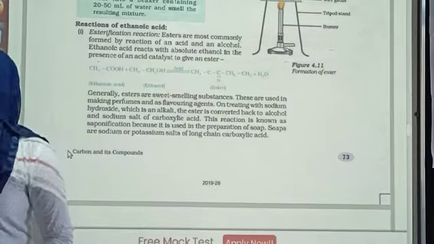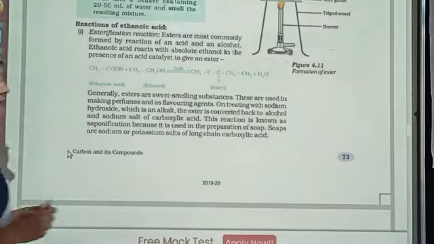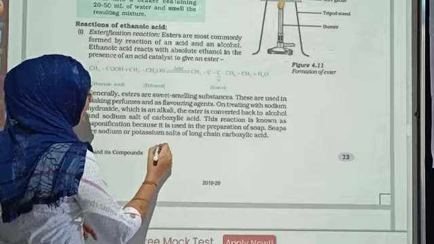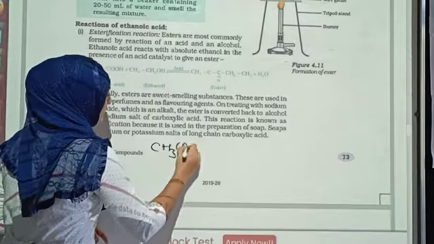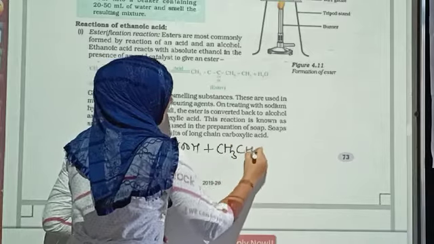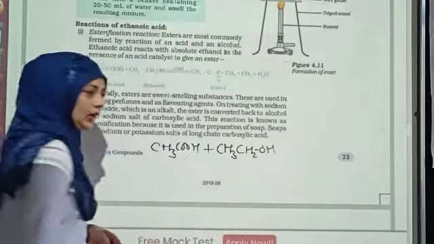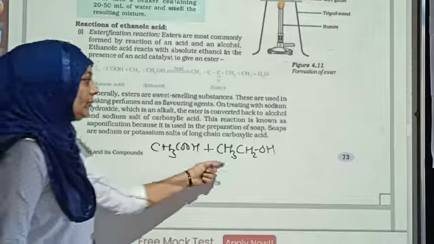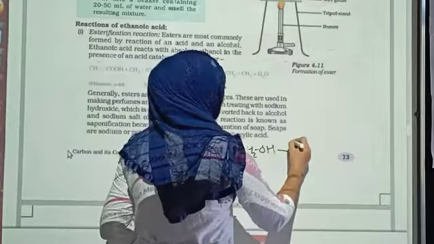So dear student, whenever you are treating acetic acid plus ethanol, you are gaining ester.